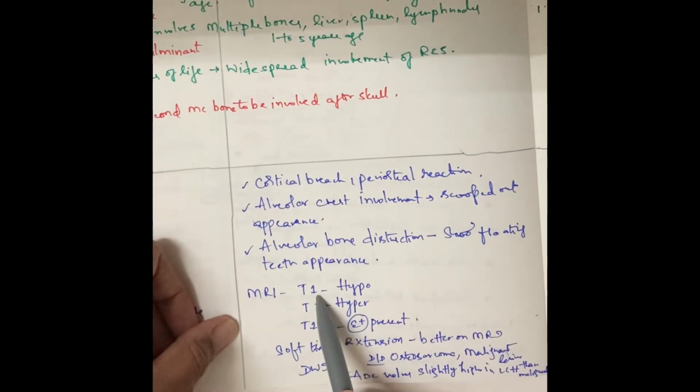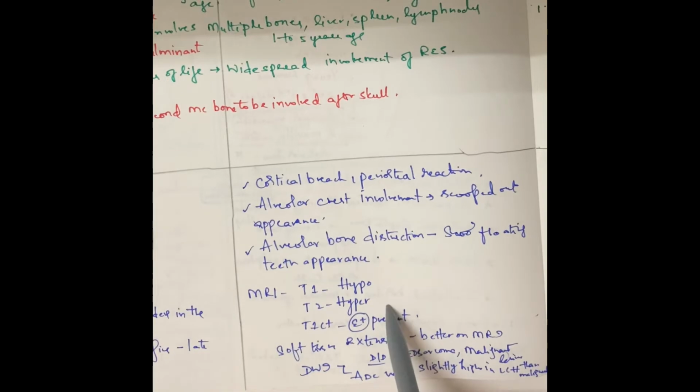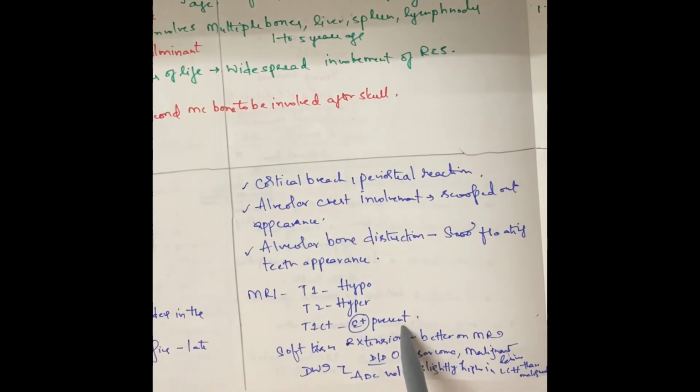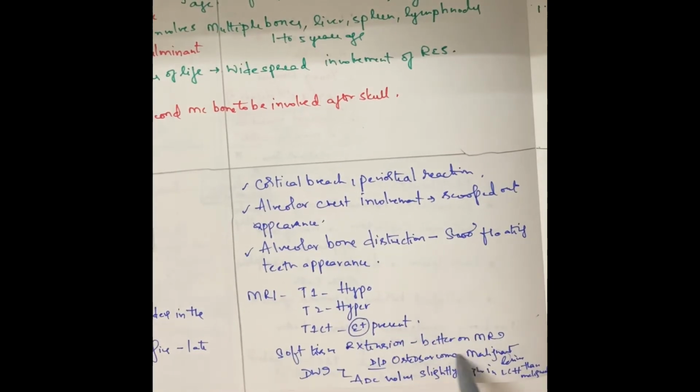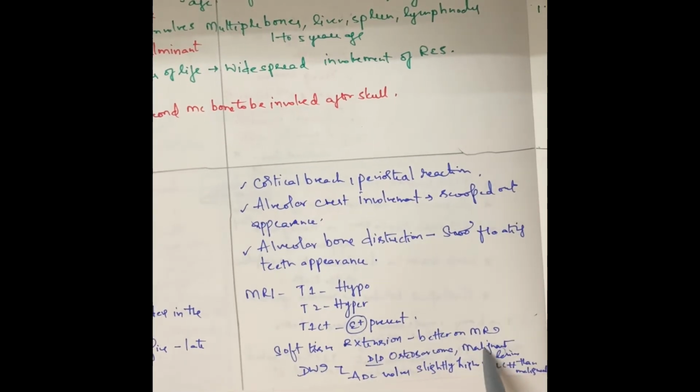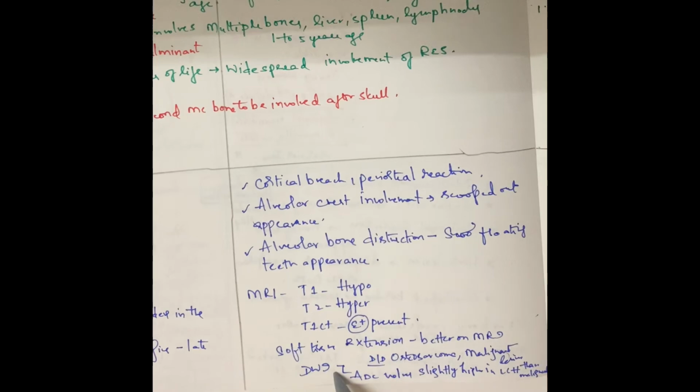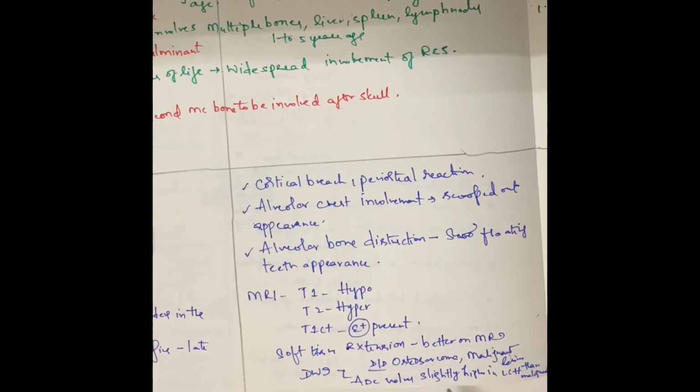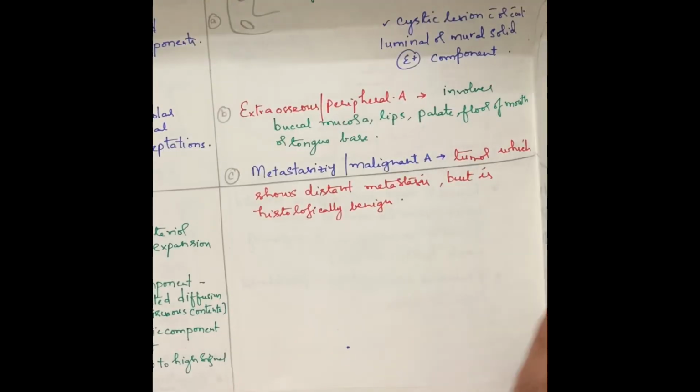On MRI, T1 will be hypo, T2 will be hyper, and there will be contrast enhancement. Soft tissue extensions are better seen on MRI, and the differential diagnosis is osteosarcoma and malignant lesions. Look at the DWI: the ADC values are slightly higher in LCH than in malignant lesions. So these are the non-odontogenic solid tumors.